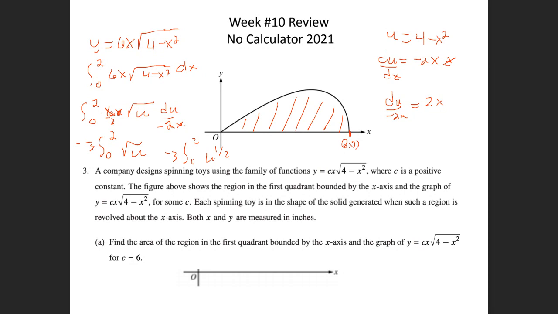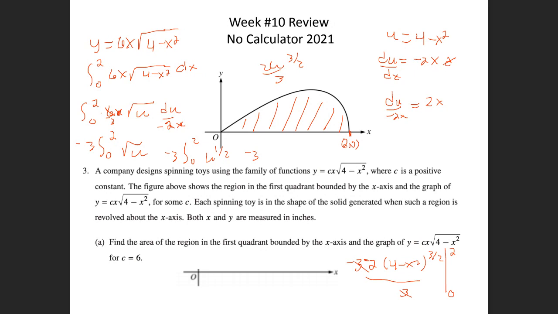And I would rewrite that as negative 3 times the integral from 0 to 2 of u to the 1/2. Now I can take the integral of that. That would be u to the 3/2 times 2/3. So negative 3, and I'm running out of room here. So negative 3, 2, and then for u, I'm going to put my 4 minus x squared back in there, 4 minus x squared to the 3/2 power over 3. So those 3's cross out. So I'm left with negative 2, and that is on the interval from 0 to 2.